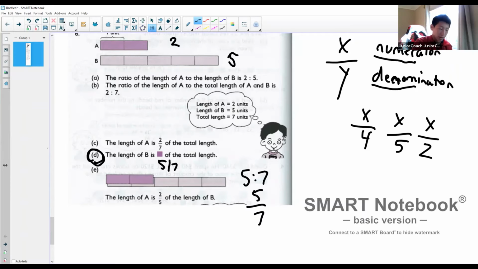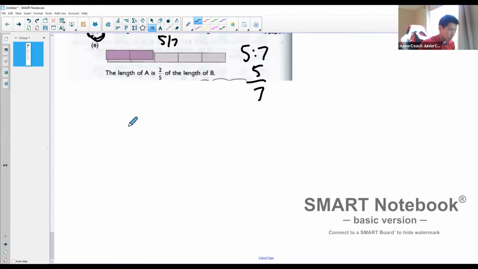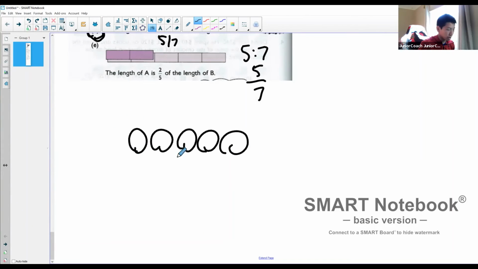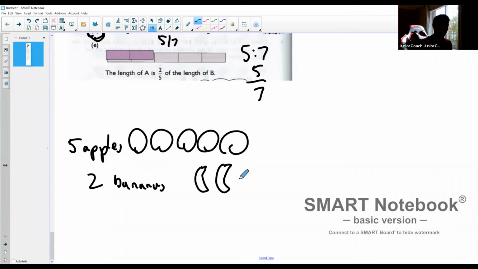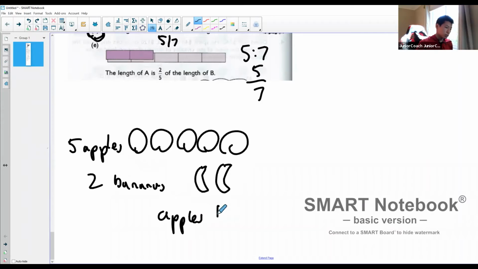I just want to make sure you understand that you can't always do ratios. I'll give an example actually. If we have 5 apples, these are not apples, but pretend they are, and we have 2 bananas, and I ask you apples to bananas, you can't tell me it's 5 over 2.